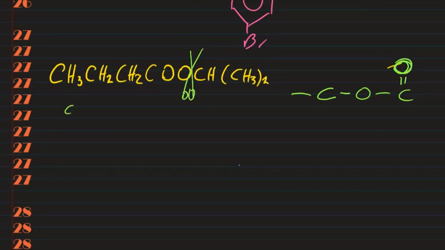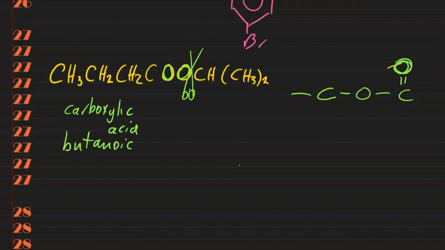This is going to be the carboxylic acid, which is used to make the ester, two oxygens. And so I count four carbons, so that's going to be butanoic acid. That smells terrible. So it's C or D is the answer. C or D.